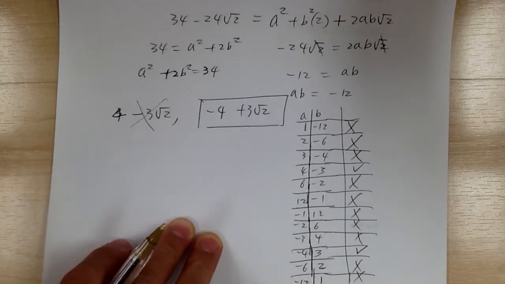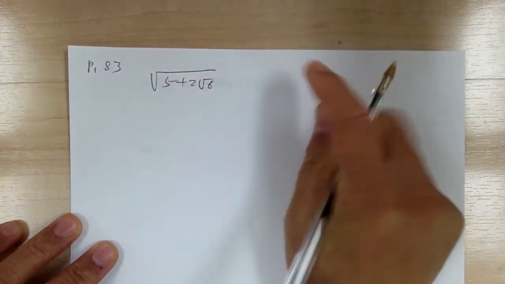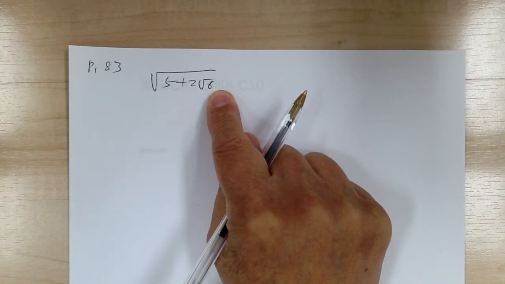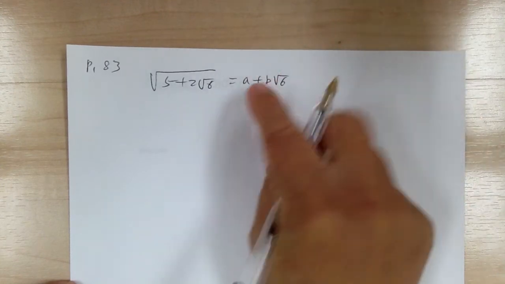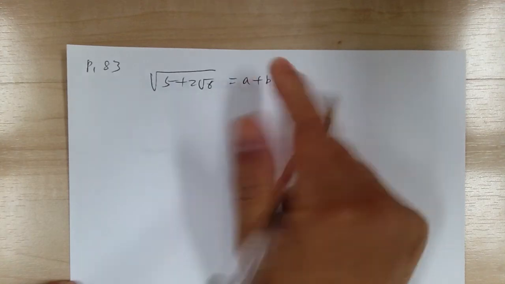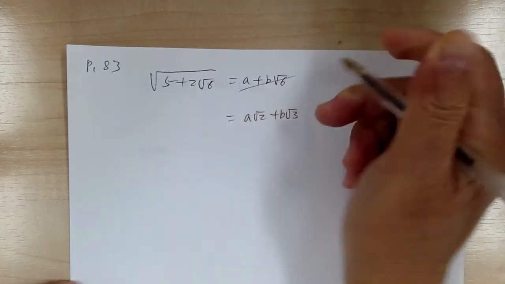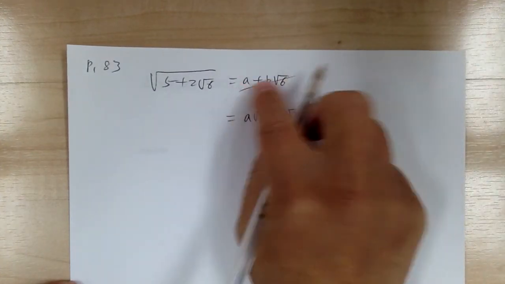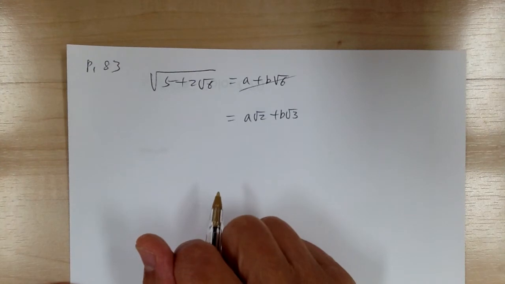Now let's go to page 83. Now what if you have something like square root of 5 plus 2 square root of 6? Now this one has multiple factors. So in this case, what you need to do is set it equal to a plus b square root of 6. So you have to use square root of 1 and square root of 6, and see if it works. If nothing matches, then this is no good. Then you have to try equal to a square root of 2 plus b square root of 3. So you kind of have to use square root of 1 and square root of 6. If it doesn't work, you have to try square root of 2 and square root of 3 for this case.